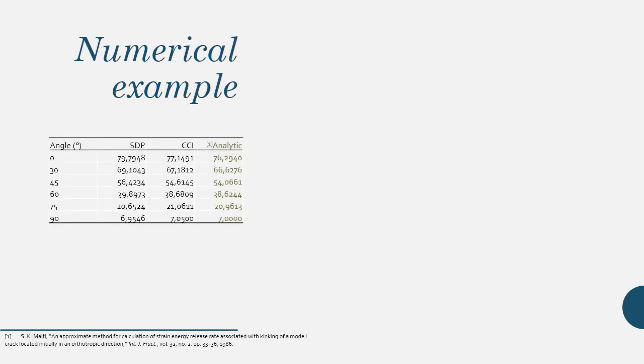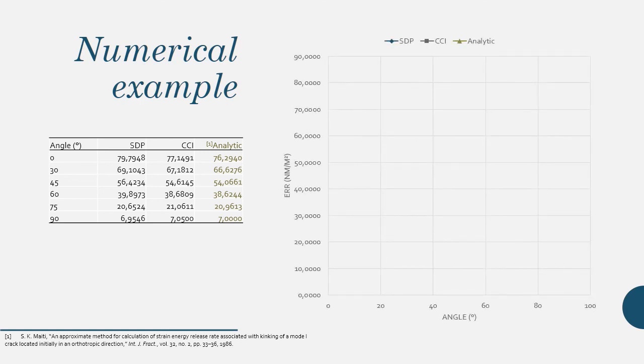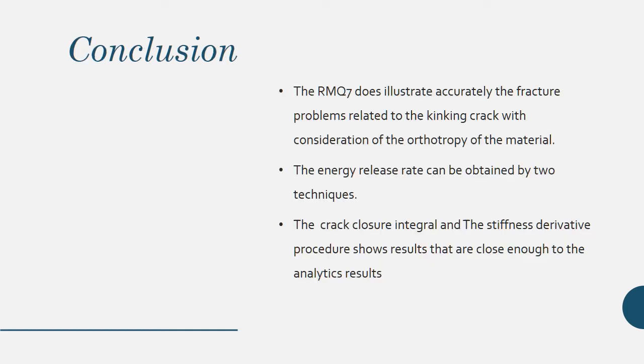The results for each angle are presented in this table. This table has the results from the work of Mighty in 1986. The graph will represent the results, and first we have the stiffness derivative procedure, then the graph of the crack closure integral, then the analytic in green. We can see clearly that those results are quite accurate. They are close enough to the analytic results.